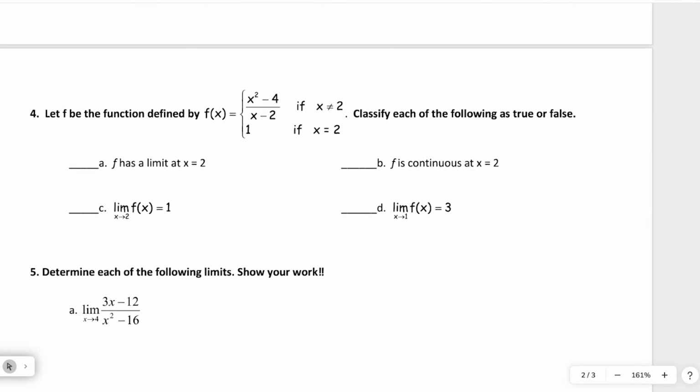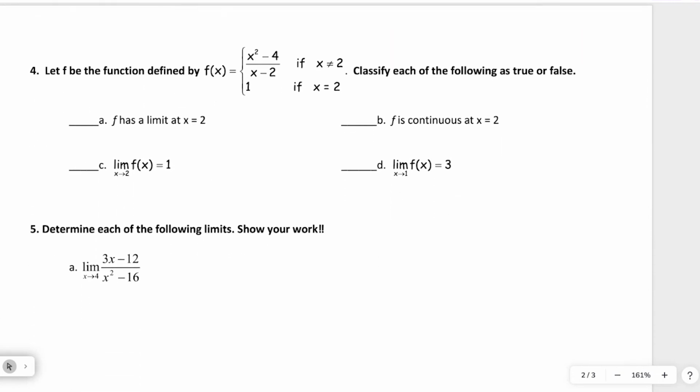Number 4 says let f be a function defined by this piecewise function. And just kind of looking at it really quick, just right off the bat, I'm going to factor this. I'm not even reading the rest of the problem, but I want to go into it already kind of understanding what's happening here. So this is a difference of 2 squares in the numerator. X squared minus 4 is x plus 2 times x minus 2. I'm going to write it like that.